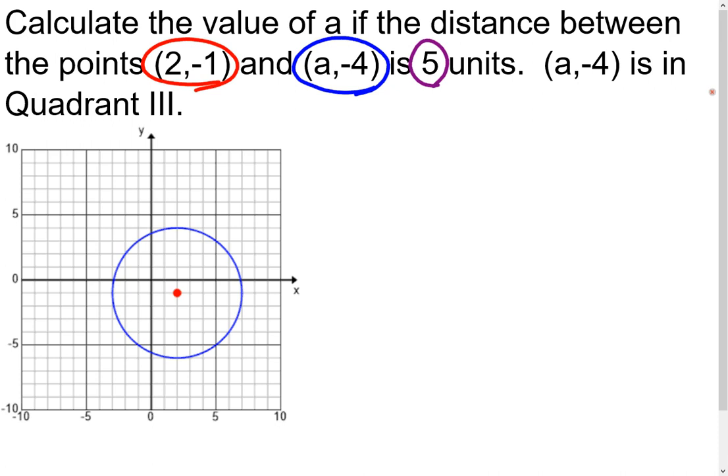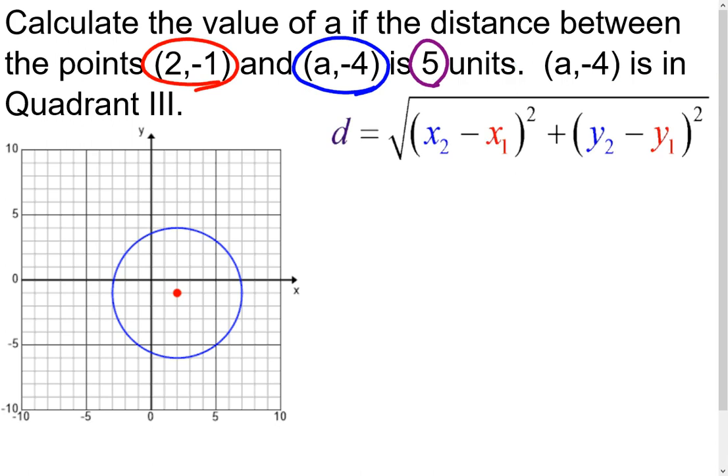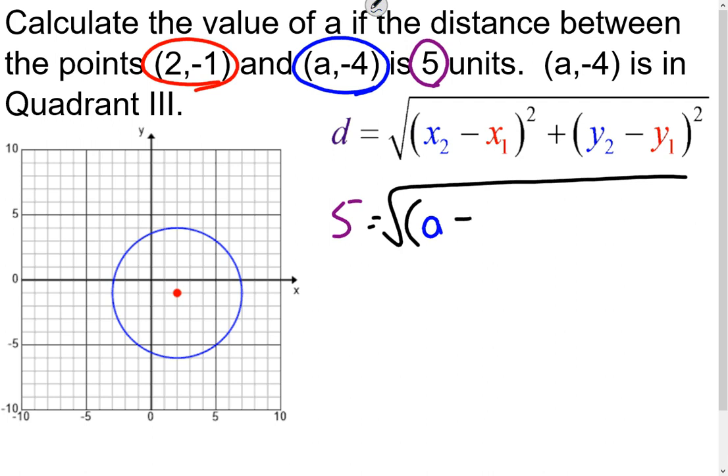Well, here's what we do. We go back and go distance formula. It will work. It will help us here. We just start plugging in what we know. So I look at this and go D. I know that my 2 points are 5 units apart. Equals, and now I have the square root of all this. Well, x2, do I know that? I don't. That's my a value. So I put a in there. And then we're back to minus x1 value. I know that. That's 2.